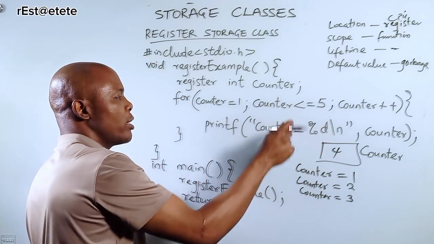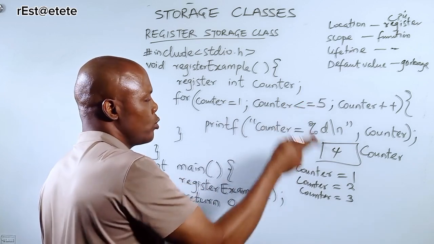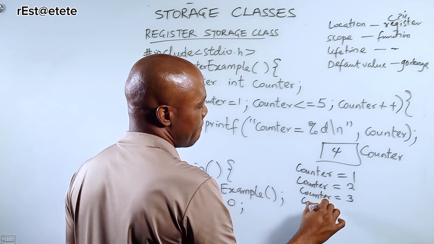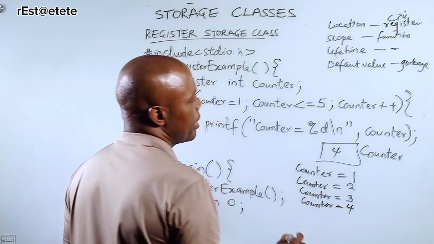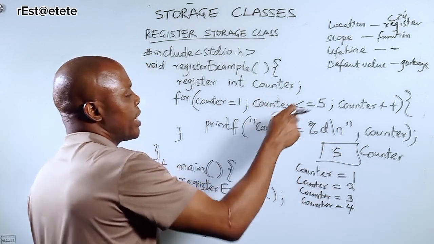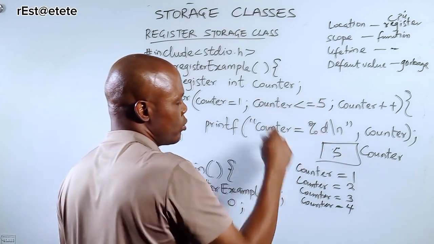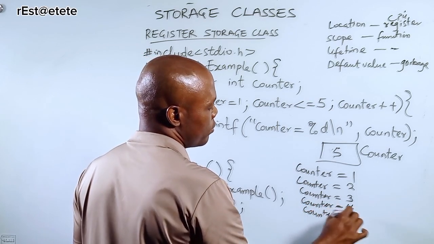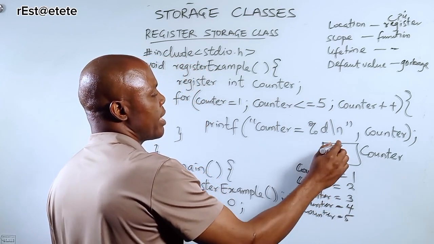Then it will check the condition, counter is less than or equals to 5. That is true. It will come in and print out counter equals to 4. Then it will increment counter to 5. Then it will check counter is less than or equals to 5. That is true. It will come in and print out counter equals to 5. Then it will increment counter to 6.